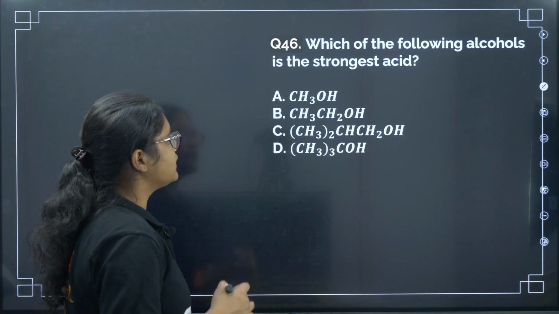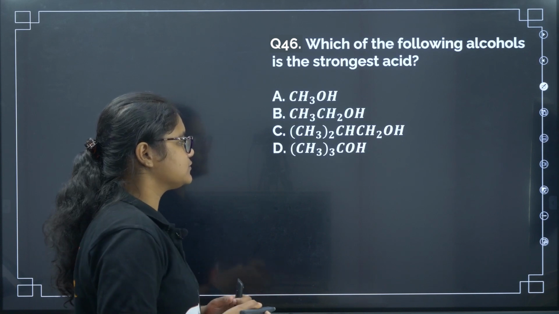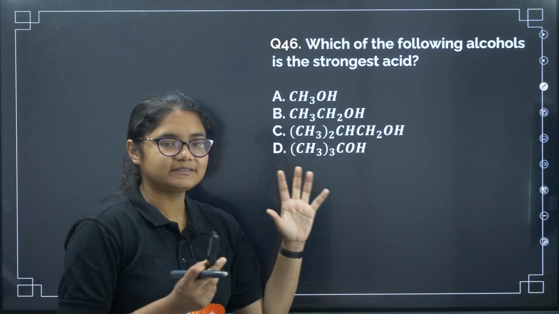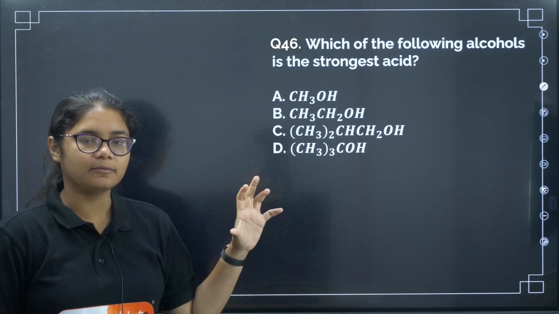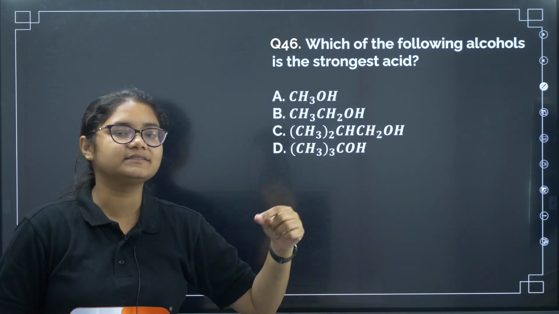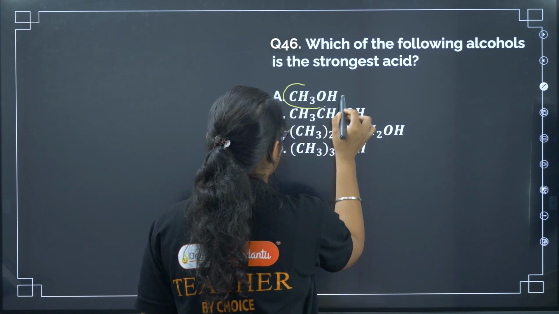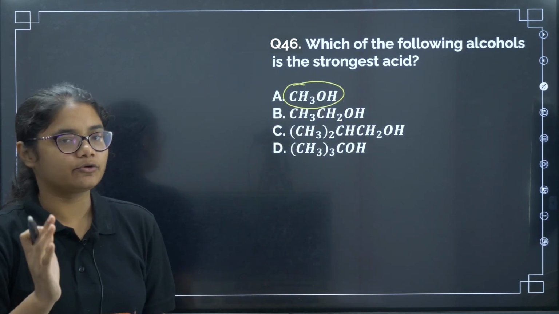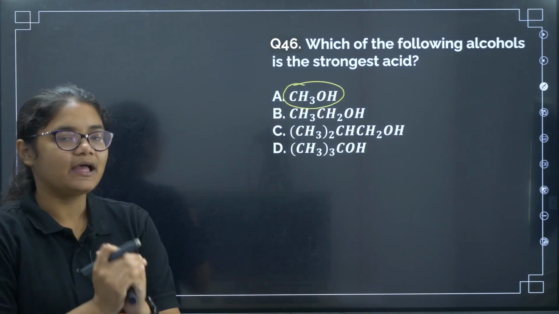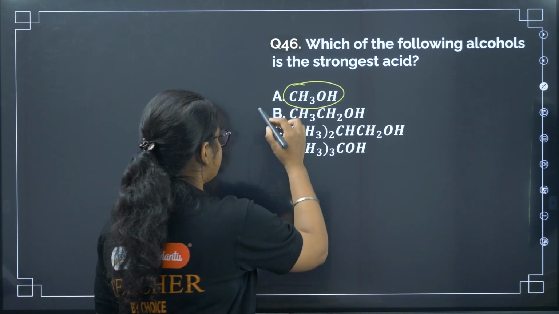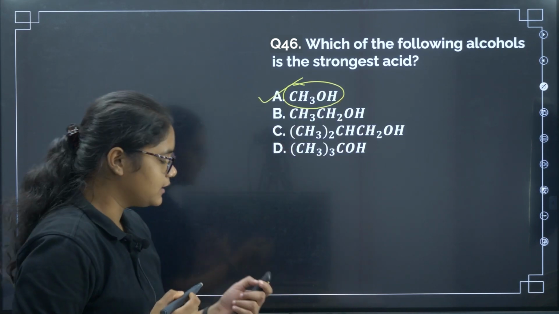Next, which of the following alcohols is the strongest acid? So you know, for an acid the conjugate base should be very stable. Once the bulkiness increases on the hydrocarbon part, the +I effect will increase and it will destabilize the conjugate base. So in CH3OH, since only one alkyl group is there, destabilization will be less and the conjugate base will be more stable and the acidity will be very high. So the correct answer for this question is option number A.